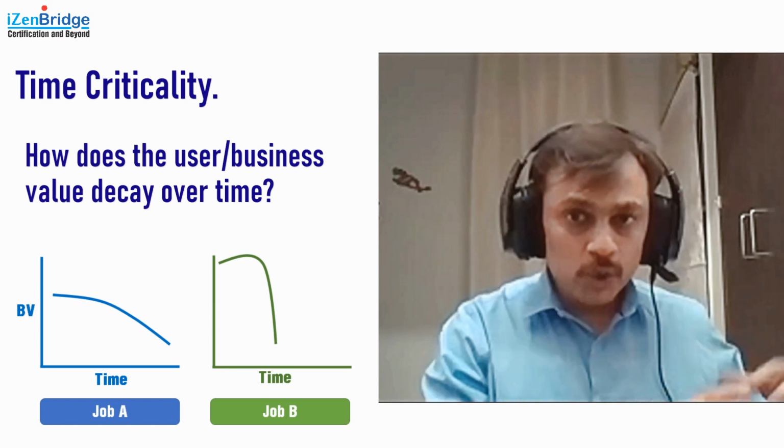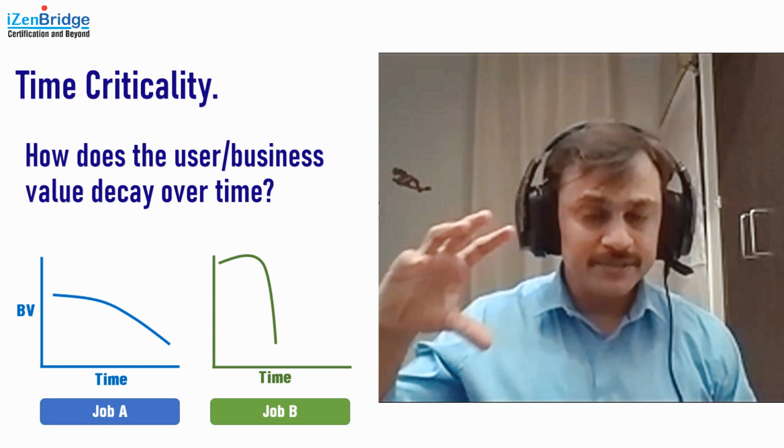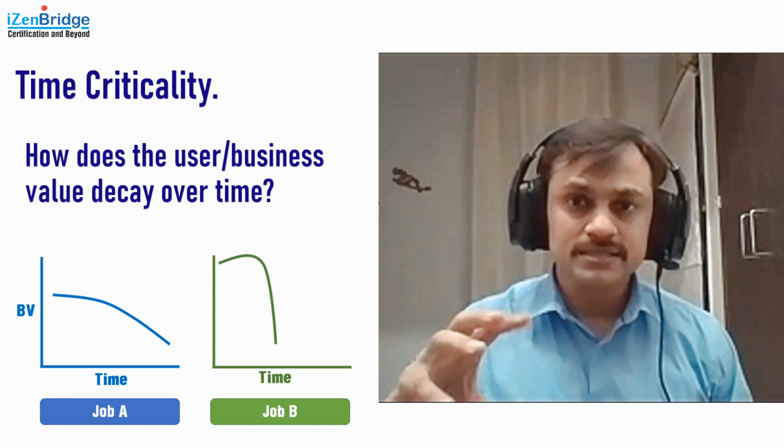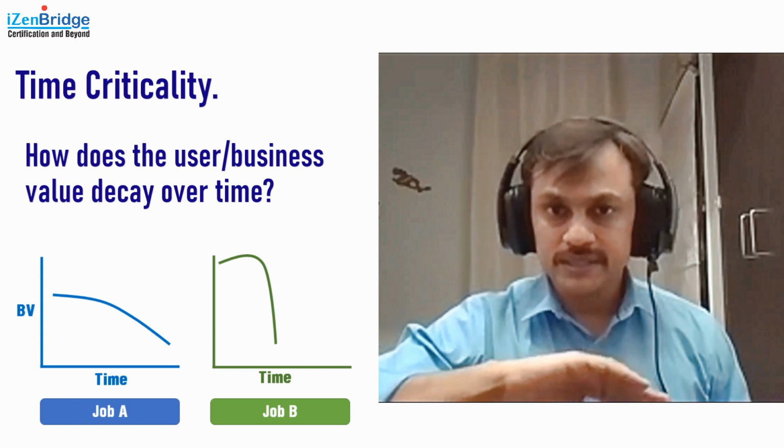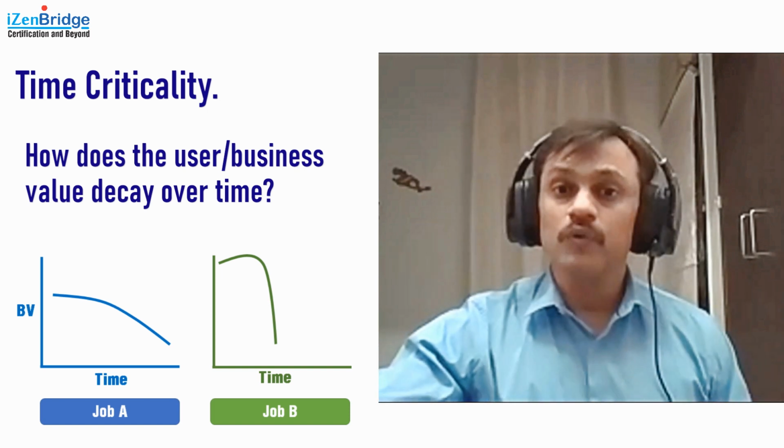So when we are looking at various features and I'm looking at the time criticality direction, what I'm seeing is how business value is declining over time.